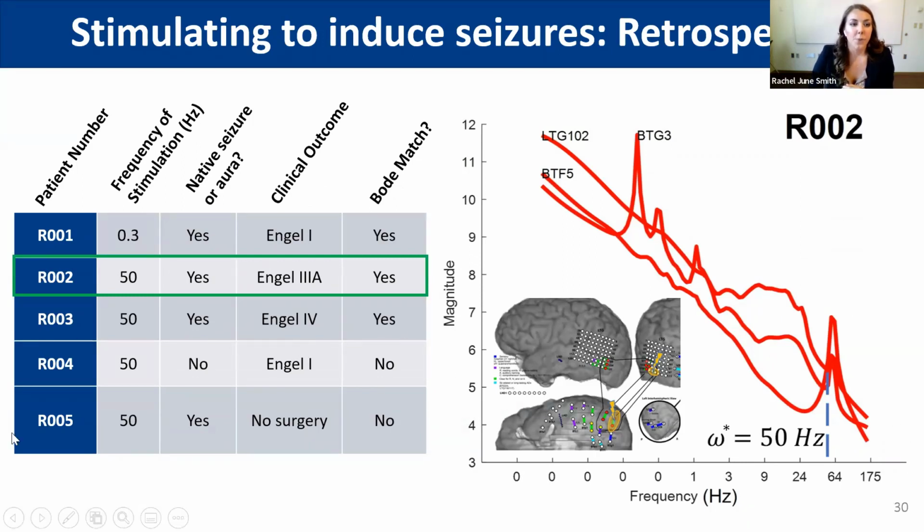What's interesting is that for two of the patients that didn't match our Bode plots, in one of them the seizure that was triggered was not native to that patient. And the other one ended up not being able to go to surgery because the seizure onset regions were too broad. So we think it's really interesting that even in the patients where our plots didn't match, there were reasons why it may not have matched. And it may be showing that these Bode plots are actually showing more specificity into these seizure onset regions.